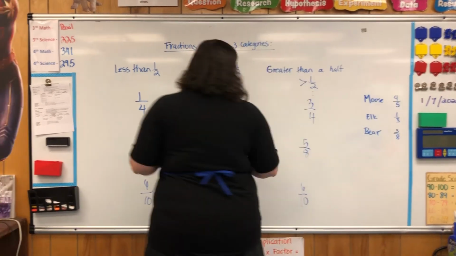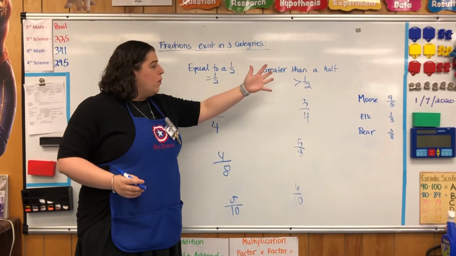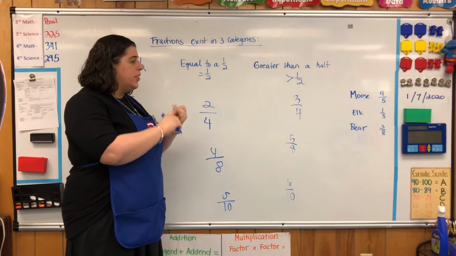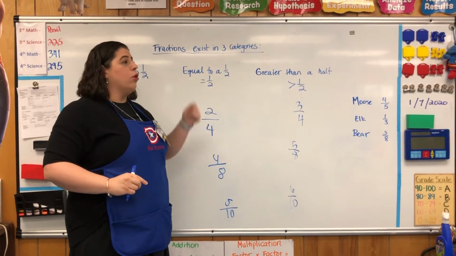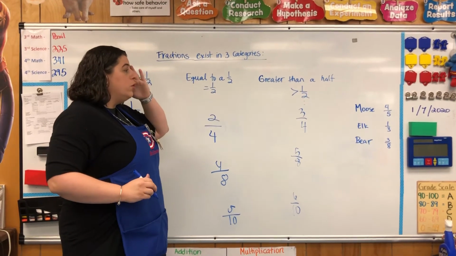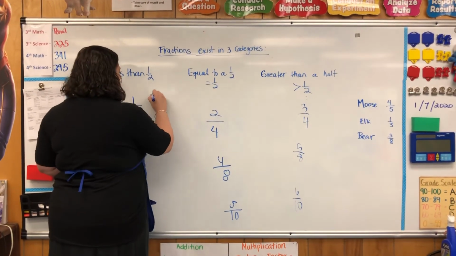I had a problem in my work today where they had to compare the weights of a moose, an elk, and a bear. So you had to put 4/5, 1/3, and 3/8 in order from least to greatest. In order to do that, I had the students think about the following.